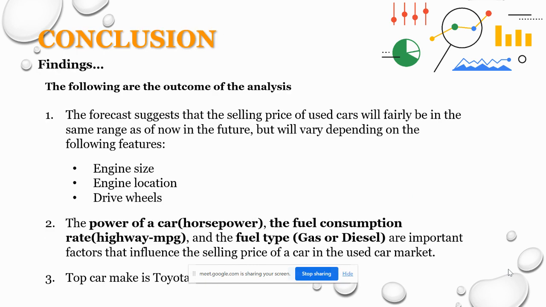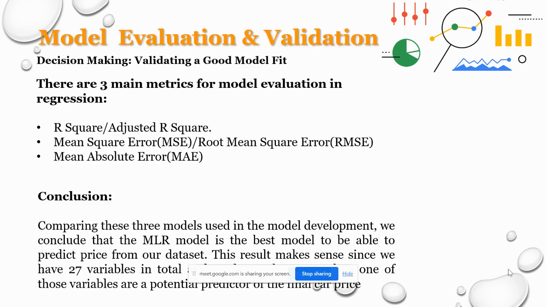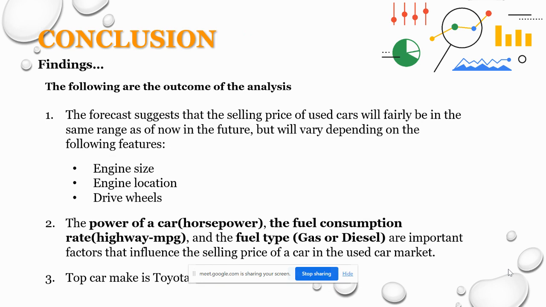They are all used to determine what we needed to determine. What we discovered was that the model with the highest R squared score and the lowest mean squared error will serve as the best model. And so that was why multiple linear regression was chosen as the best model to use for prediction. Then the conclusion: our findings are the outcome of the analysis.